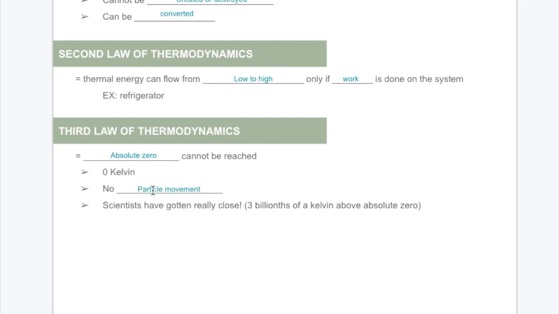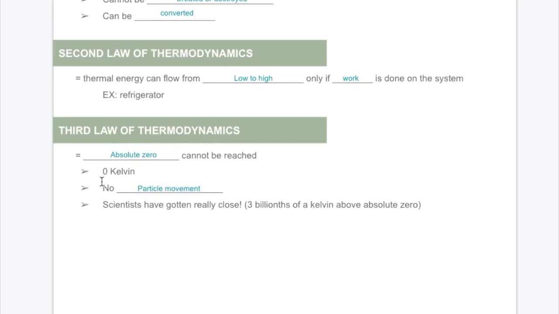So it is theoretical. We have not been able to reach absolute zero. That's the statement of the third law of thermodynamics. If we were able to reach it, the third law would not apply anymore. Scientists have gotten really, really close. They've gotten to 3 billionths of a Kelvin above absolute zero, which is very, very cold, but they have not been able to stop the movement completely.